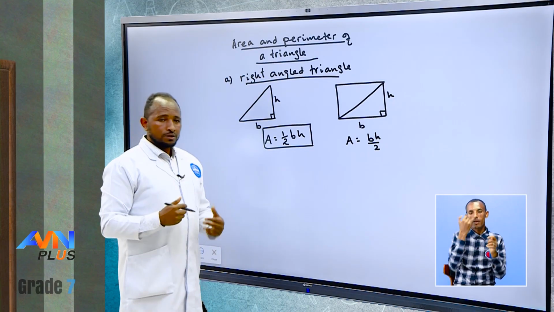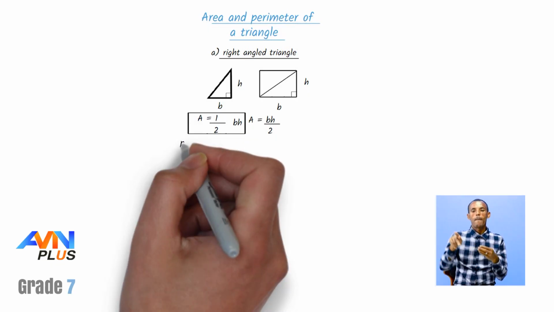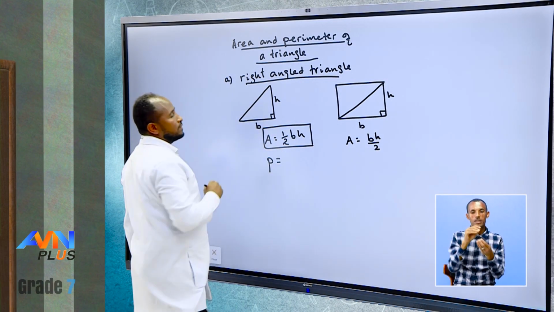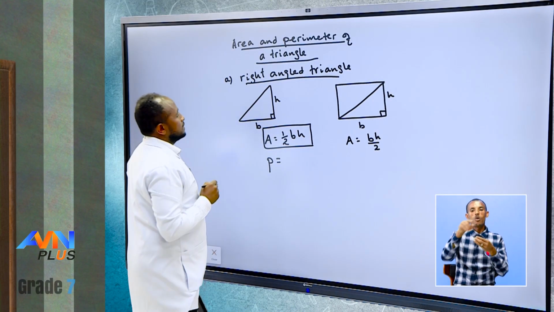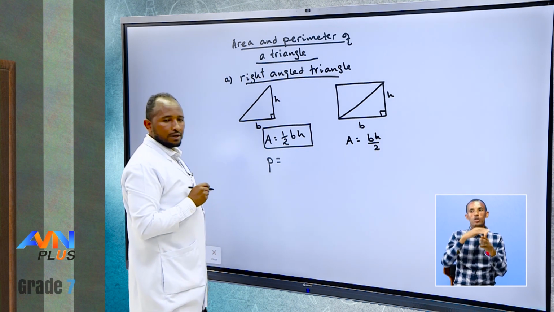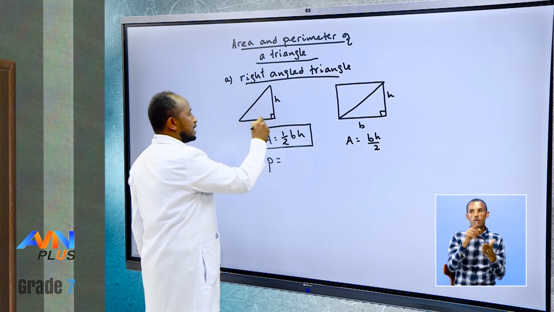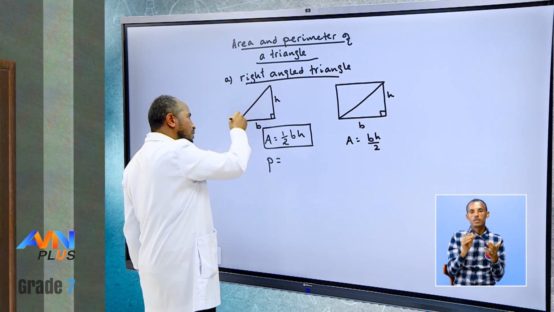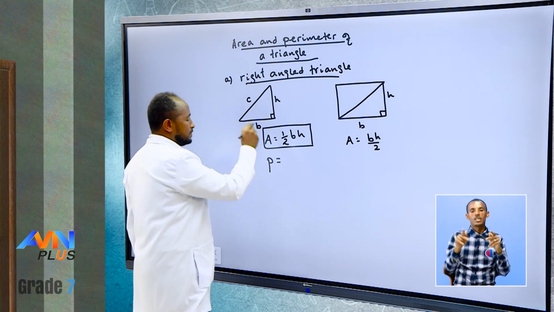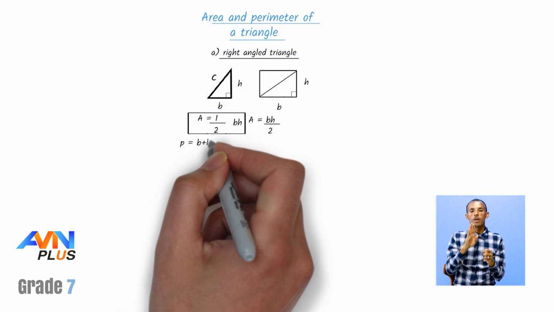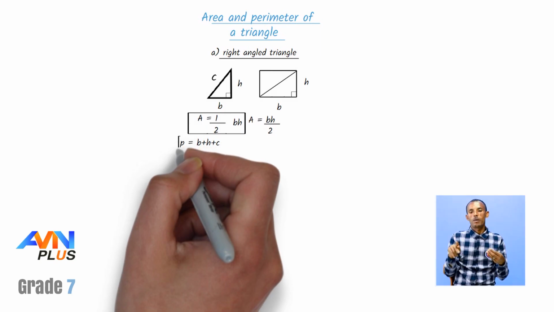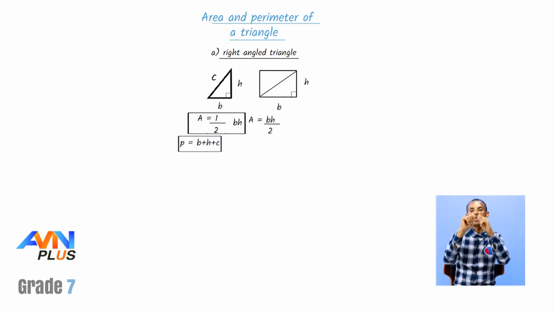And if we are asked to calculate the perimeter of a triangle, simply you add each side of the triangle, or you move around the triangle and you find the total length of the boundary of this triangle. Therefore, here you have this side is B. Assume the length of this side to be C. Therefore, from this picture, the perimeter of this triangle will be B plus H plus C. This will be the perimeter of this triangle.